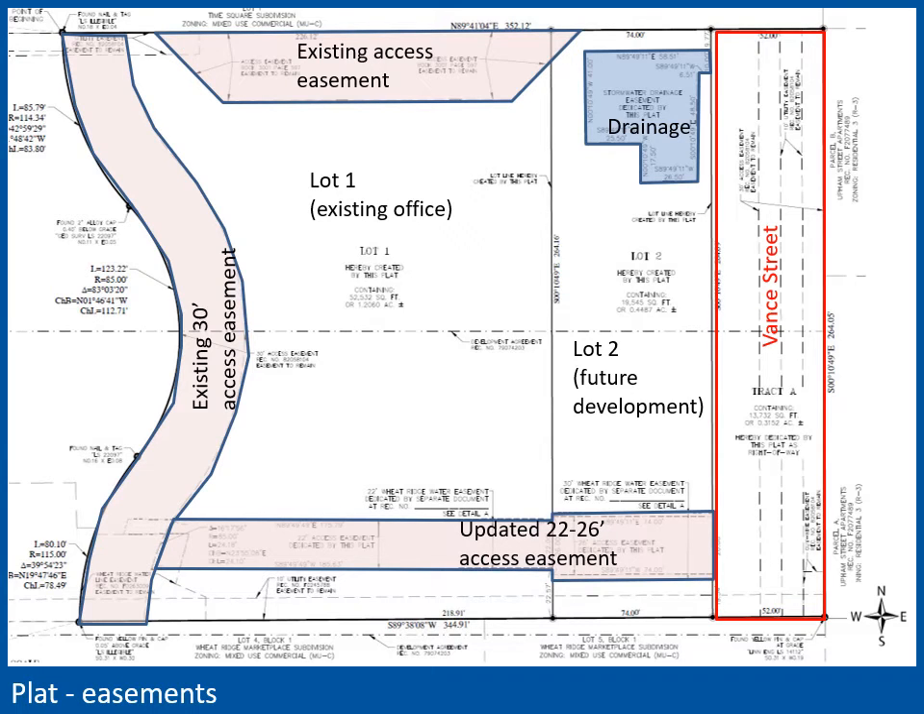This slide shows some of the easements dedicated by the plat, including a stormwater drainage easement in the northeast corner of Lot 2 and access easements along the southern portion of the lot, which aligns with the existing parking lot in Lot 1. The 30-foot access easement along the west side of Lot 1 is existing and not changing, and same for the access easement across the north side.